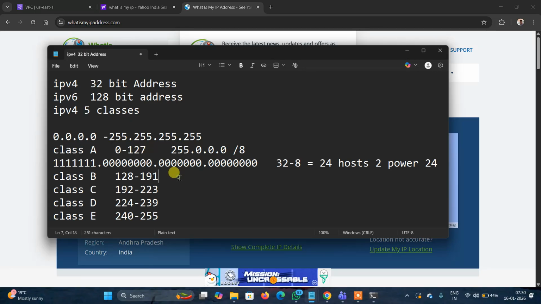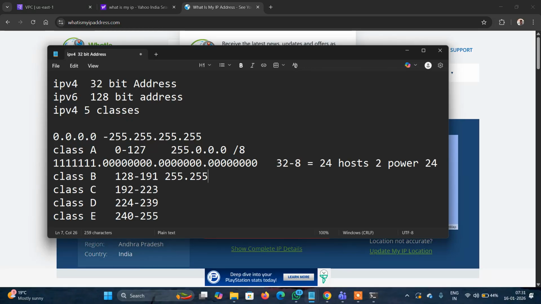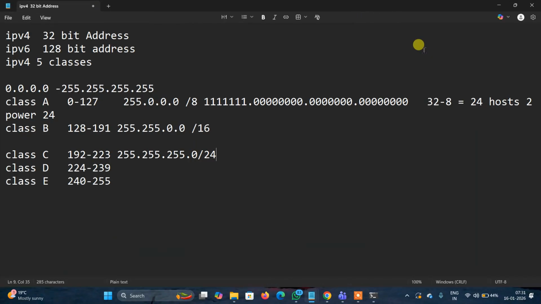Whereas for class B, what is the subnet mask here? 255.255.0.0, which is /16. And for class C, what is the subnet mask? 255.255.255.0, which is /24. Got it? Understood?